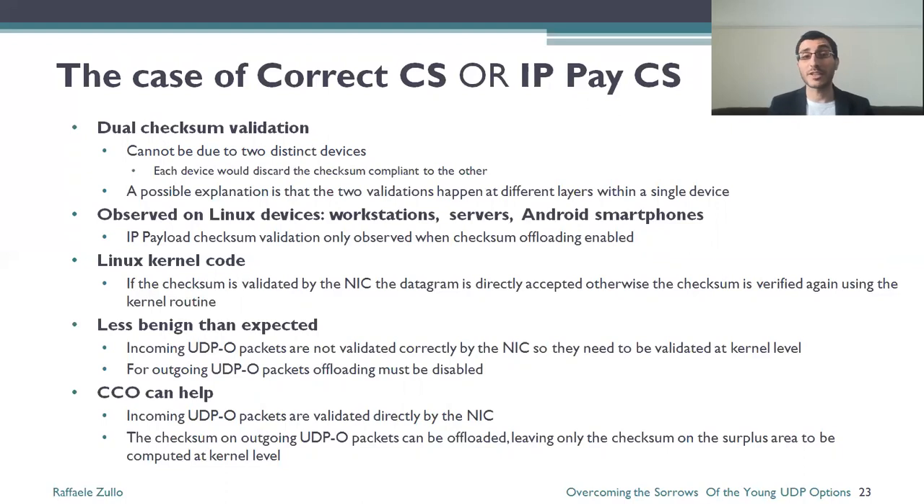But this is not ideal, because we cannot use checksum offloading for UDP options packets, both incoming and outgoing. But CCO can help also in this case, because as long as we include CCO in the options area, then we can rely again on checksum offloading.